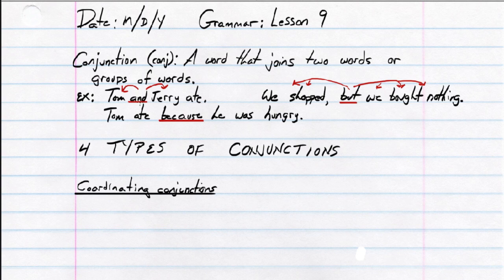This conjunction over here with and is combining just two words, two names of people. Down here, because is combining again two big ideas: Tom ate, and over here, he was hungry. So it's combining those two ideas as well. So that's what a conjunction does. Now let's look at the four types of conjunctions.